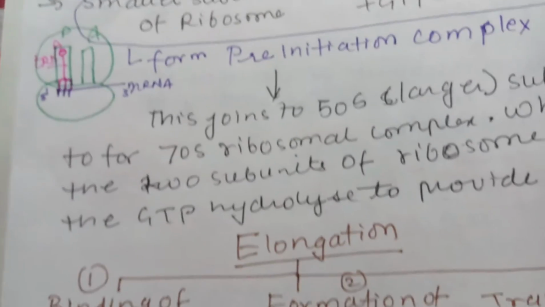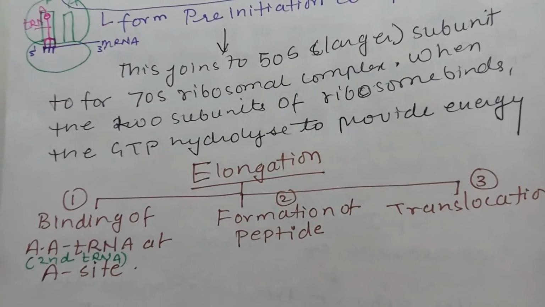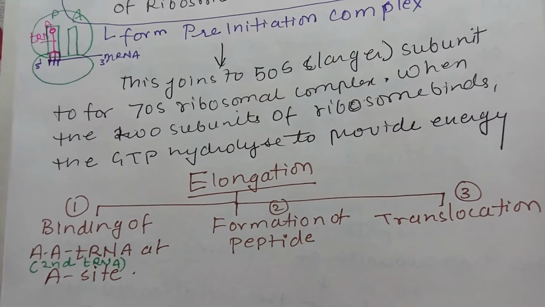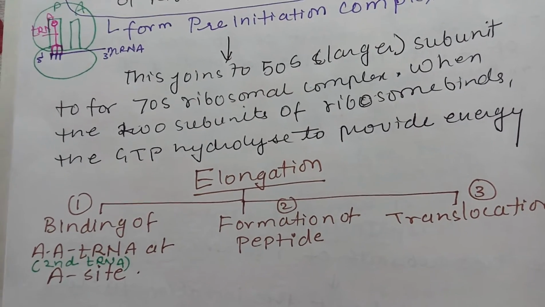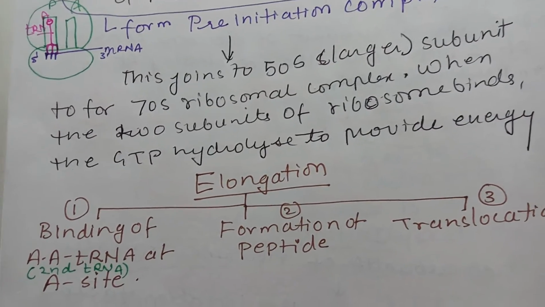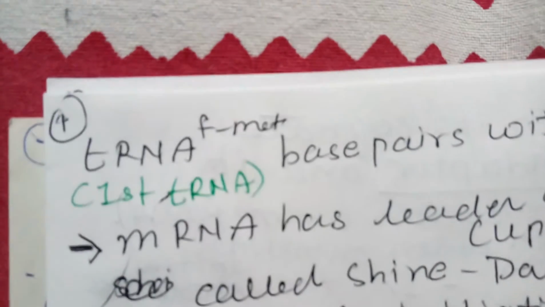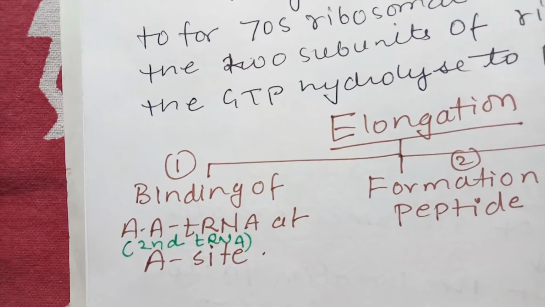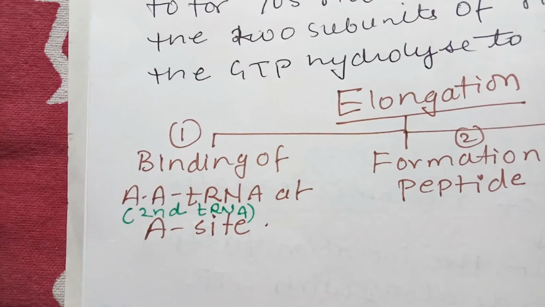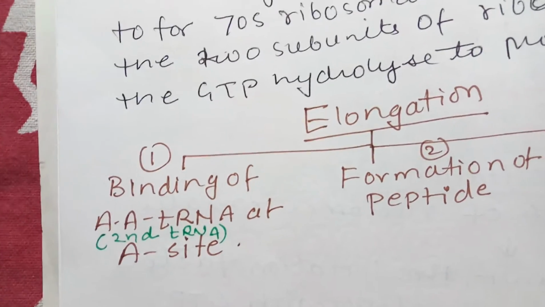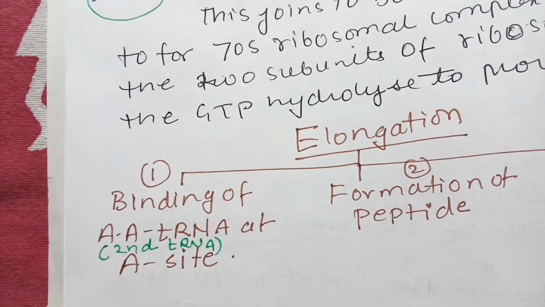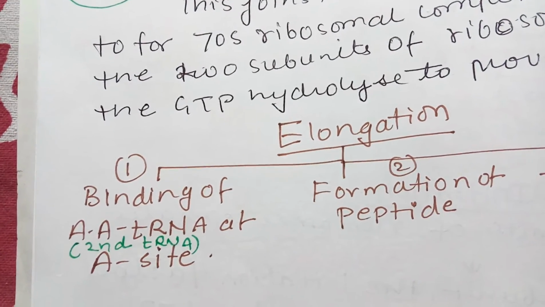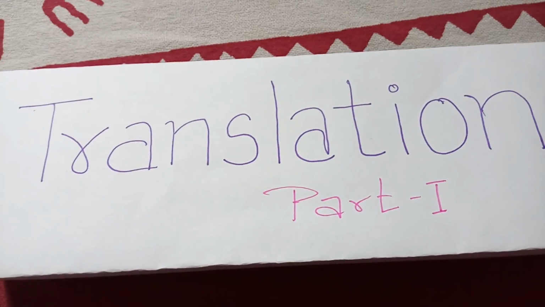Now the next step is elongation. Elongation consists of 3 different steps. Binding of amino acyl tRNA: this is the second tRNA, the first tRNA was the initiator tRNA. The second tRNA corresponds to the next codon on mRNA. So the binding of amino acyl tRNA at the A site, formation of peptide bond and translocation. So next we will continue in part 2. Thank you.